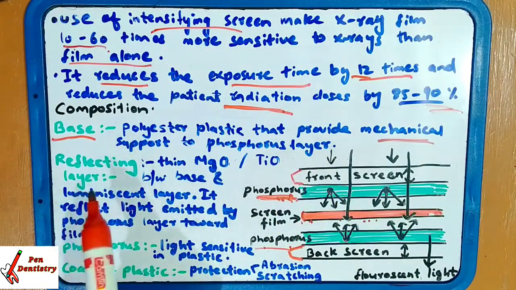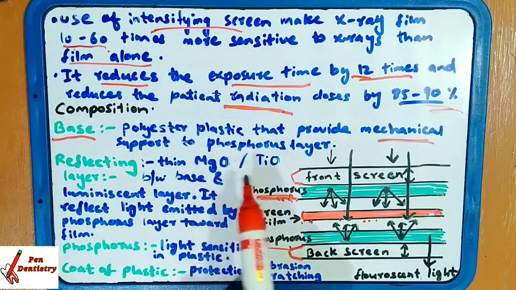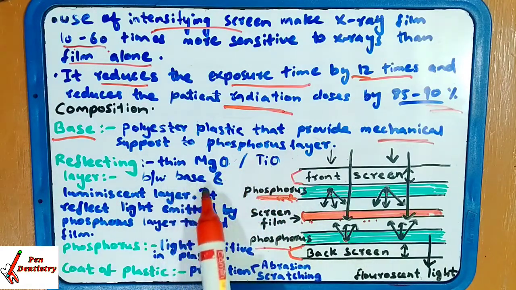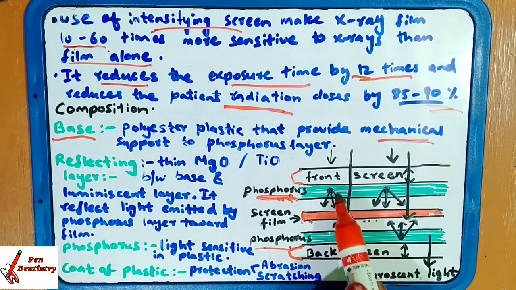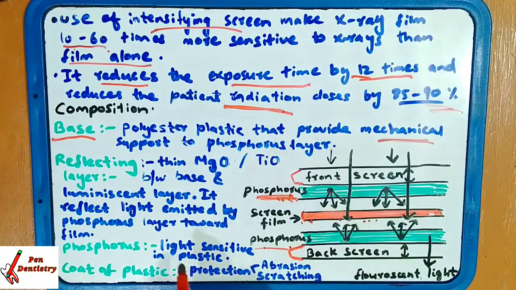Reflecting layer. This is a thin layer of magnesium oxide and titanium oxide, present between the base and the luminescence layer, and this one is the film. In between them there is a magnesium and titanium oxide layer, which reflects the light emitted by the phosphorus layer. What does it do? It reflects the light towards the film. As you can see, all the radiations are coming towards the film. So the reflecting layer does this.